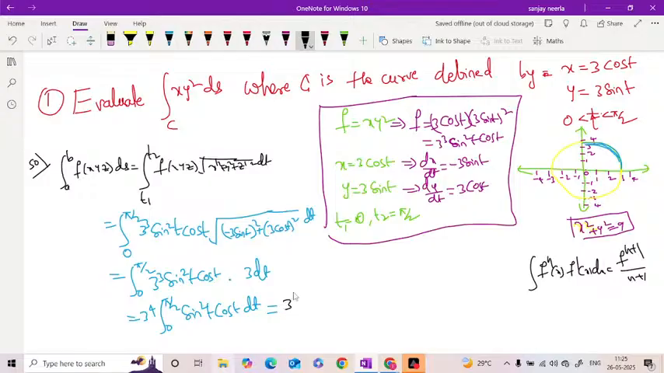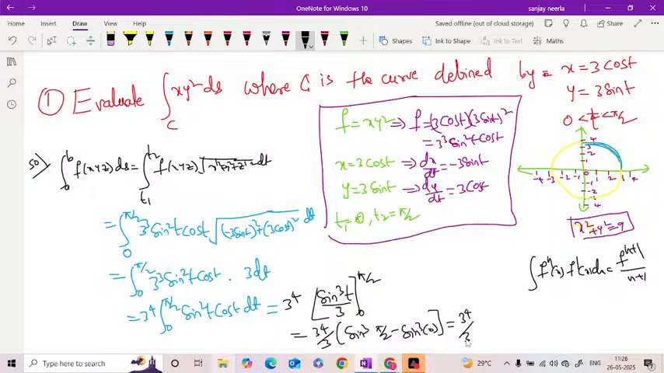Now this one is a 3 power 4. By using the substitution method we can solve. Here we will get sin power 3 by 3 with limits from 0 to pi by 2. Upper limit is pi by 2, so 3 power 4 by 3 into sin power 3 pi by 2 minus sin 0. So finally we will get 3 power 4 by 3. So the answer is 3 power 3, that is 27.